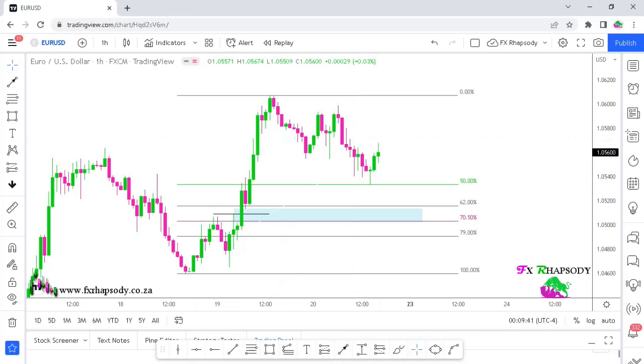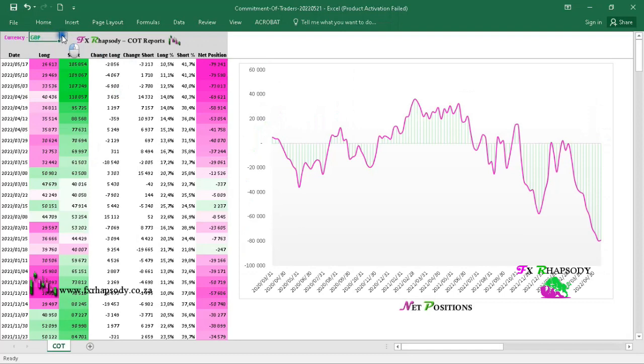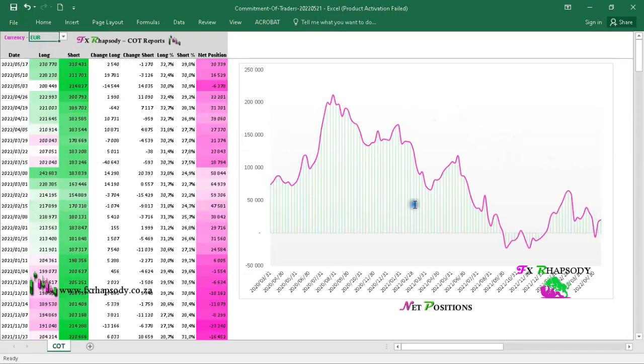So let's just look at the COT reports, what the Euro is doing. As you can see, this is a big movement to the downside coming up. And now you can see the net positions starting to grow slowly. It went from negative 6,000 to 16,500 to 20,000. Basically, the big banks and institutes are putting more longs in the market. We had a big push over here, a big push to the downside.